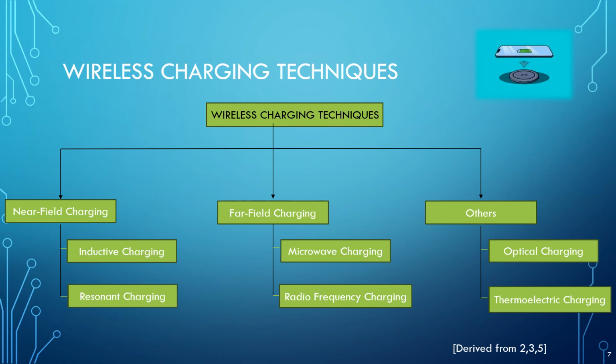Going to the next slide, wireless charging techniques. Basically, wireless charging can be divided into two categories, on the basis of range of power transmitted. It can be divided into near field charging and far field charging. In near field charging, inductive charging and resonant charging are the classifications, and in far field charging, microwave charging and radio frequency. Those are the far field charging methods, and then optical charging and thermoelectric charging.